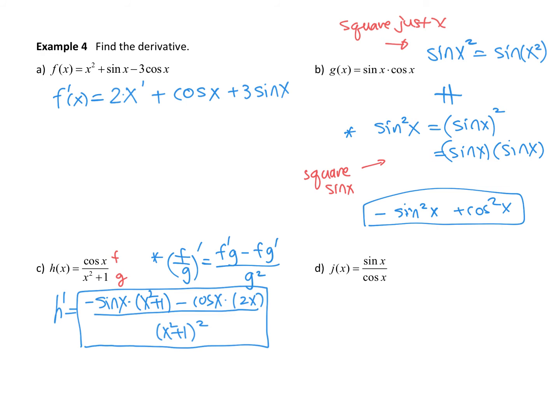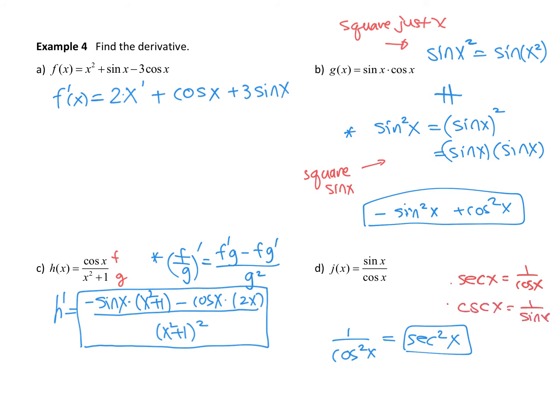For part D, the answer should be 1 over cosine squared. Again, 1 over cosine squared means 1 over cosine x times cosine x, right? Which is also secant squared. Here I'm using the trig identity that secant x just means 1 over cosine x, right? And cosecant x means 1 over sine x. So literally secant x means 1 over cosine, so 1 over cosine squared is secant squared.